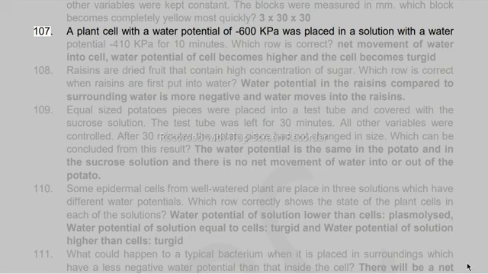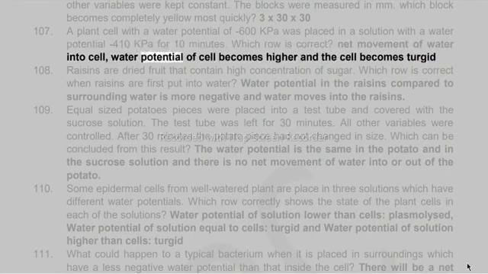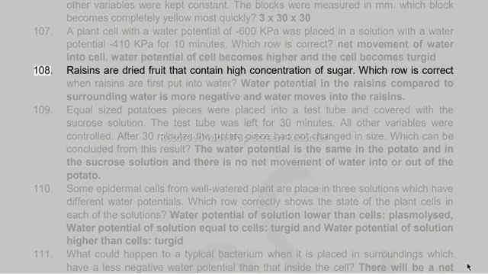107. A plant cell with a water potential of -600 kilopascals was placed in a solution with a water potential of -410 kilopascals for 10 minutes. Which row is correct? Net movement of water into cell, water potential of cell becomes higher and the cell becomes turgid.